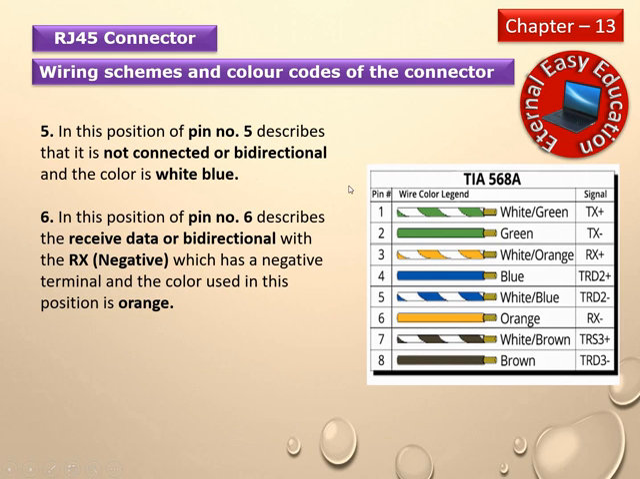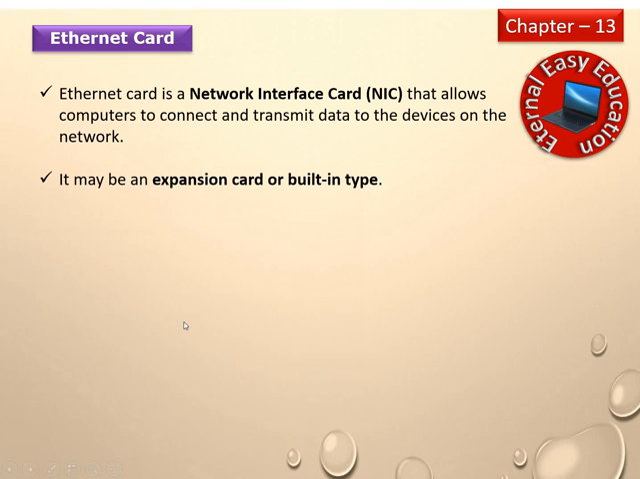Next, the 5th pin is white and blue. This is also not connected or bidirectional. Then 6th pin is orange or RX. So it's receive data bidirectional and it is negative. And the color is orange.